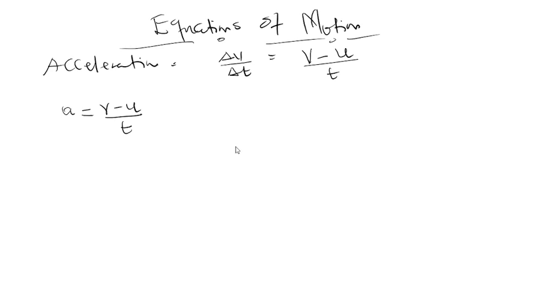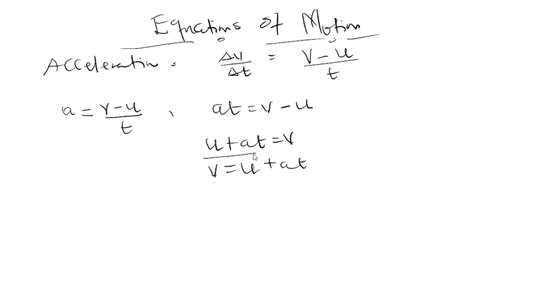Now let's try to make v the subject here. So this is going to give us at equal to v minus u. This is going to be u plus at equal to v. So v is u plus at. So that is the first equation of motion, right? So we took it from the acceleration.